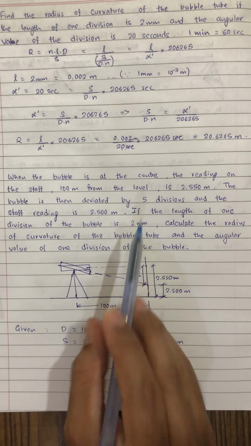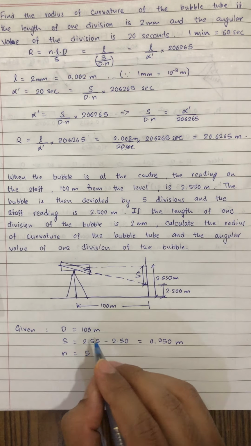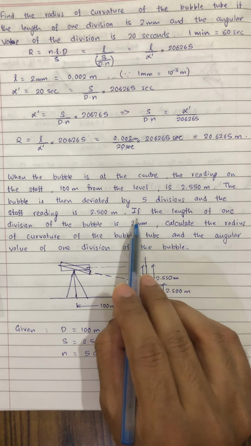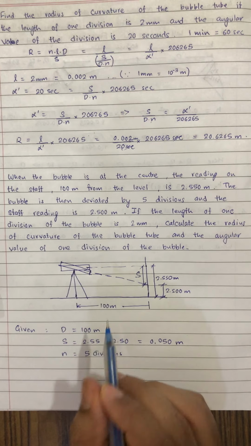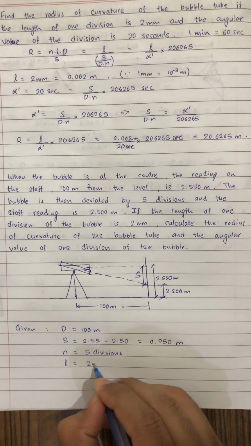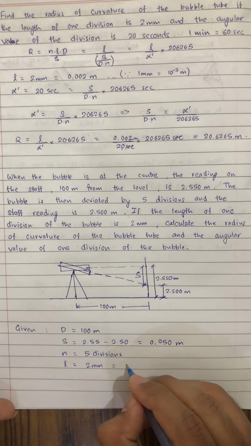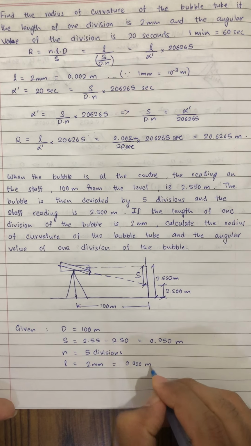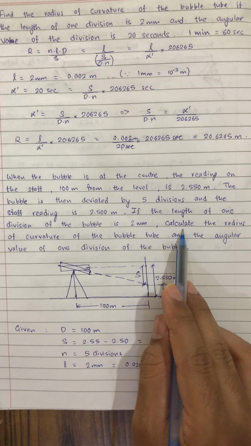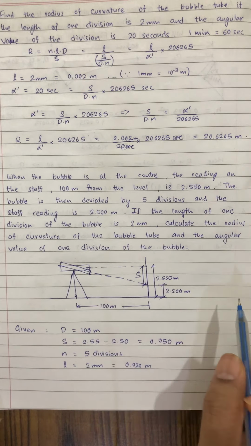The bubble is deviated by 5 divisions, means N is equal to 5 divisions. If the length of one division of the bubble is 2 mm, means L is equal to 2 mm. We have to convert this into meters, so this will be 0.020 meter. This is the length of one division. Calculate the radius of curvature of the bubble tube and the angular value of one division of the bubble.